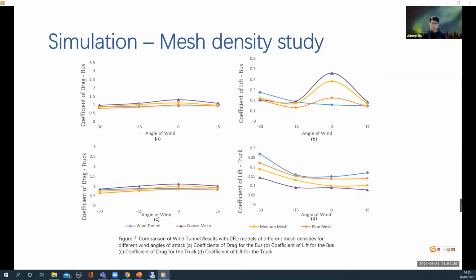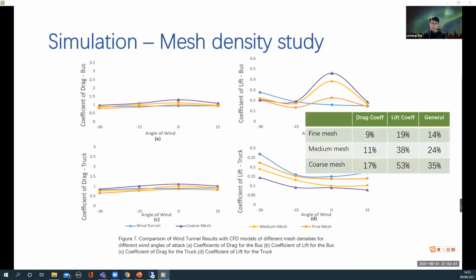So generally, the average percentage difference of the fine mesh is only 14, and for the medium and coarse ones it is 24 and 35. So the results indicate that the fine mesh scheme is the best one, and it's necessary to use that.